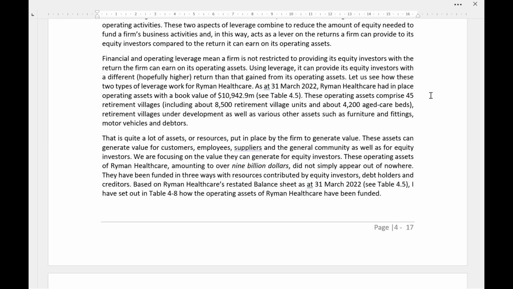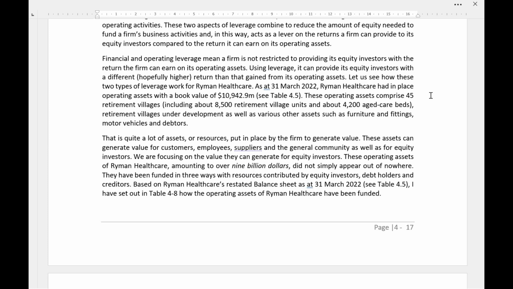As at 31 March 2022, Ryman Healthcare had in place operating assets with a book value of $10,942.9 million. See Table 4.5. These operating assets comprise 45 retirement villages, including about 8,500 retirement village units and about 4,200 aged care beds, retirement villages under development, as well as various other assets such as furniture and fittings, motor vehicles, and debtors.